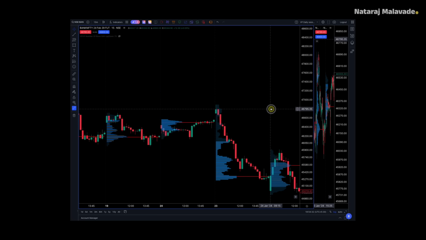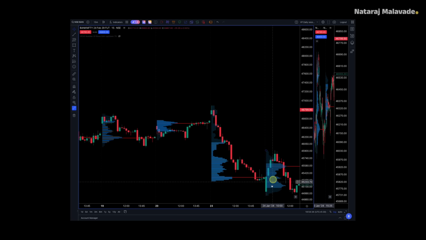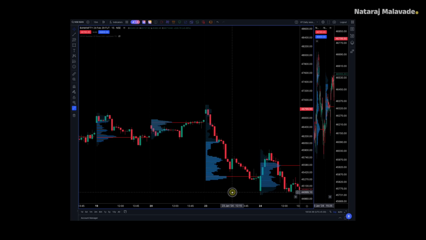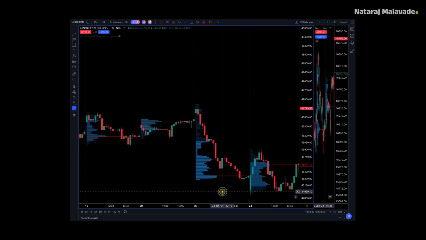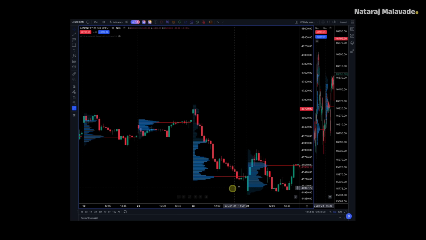All right, so again, it's a buying opportunity. The buying zone is where we are presently. Let's see what happens with the market. So we got buyers entering again at the lower level, and the market went in an upward direction.